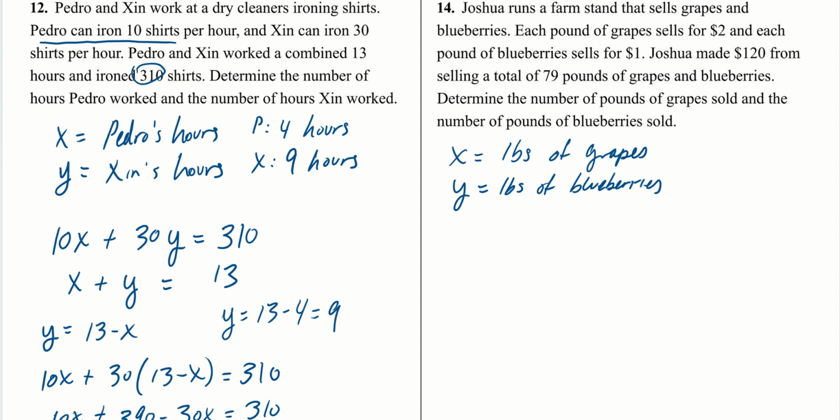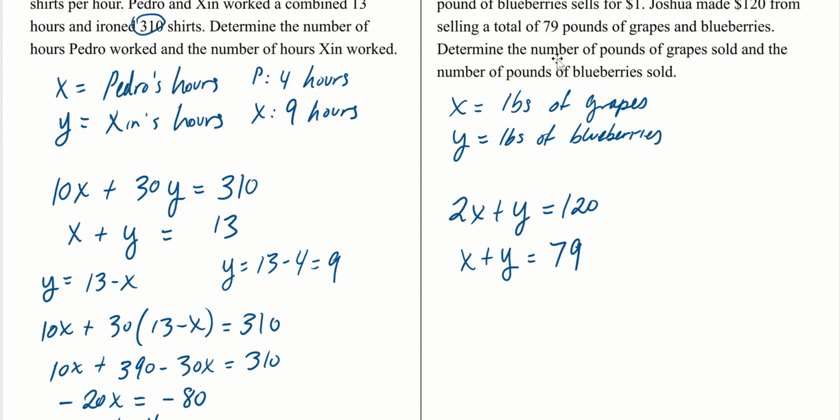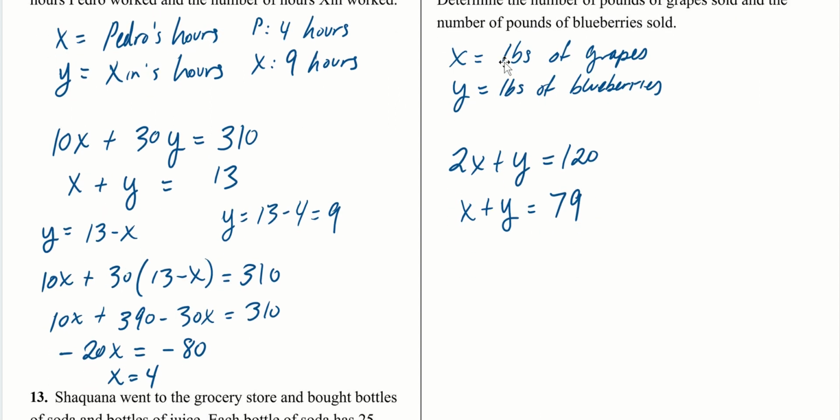So he made $120. So it's $2 for grapes, so 2x, and $1 for blueberries, so I can do 2x plus 1y, so I'll just say y is equal to 120, and that he sold a total of 79 pounds. So x plus y is equal to 79. So determine the number of pounds of grapes and blueberries sold.